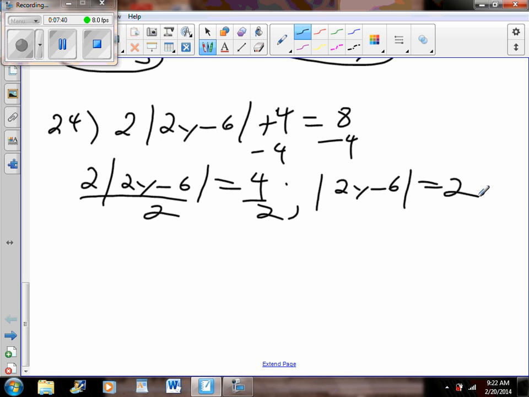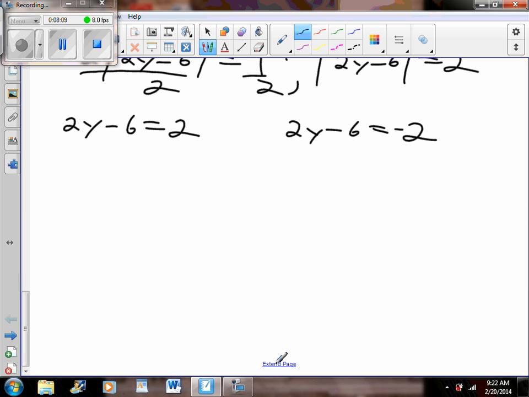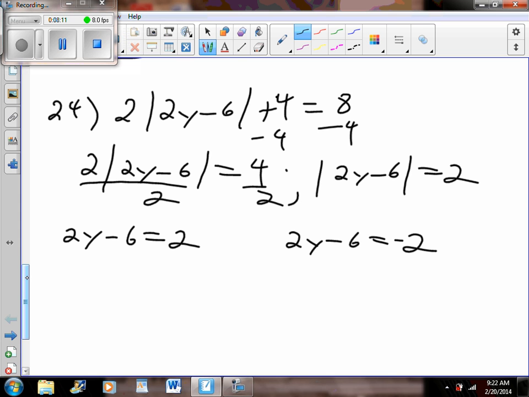And there are two equations again, not just one. If y'all made the mistake in 23 of giving me one equation, you did the same thing here. So fix one mistake and you can actually fix two problems. That's a lot of what's going to be going on here, I suspect. So my two equations: 2y minus 6 is equal to 2, and 2y minus 6 is equal to a negative 2. Right? Okay. Now, in both situations, we're going to add 6 and divide by 2.